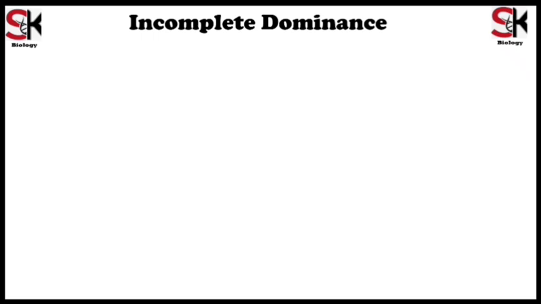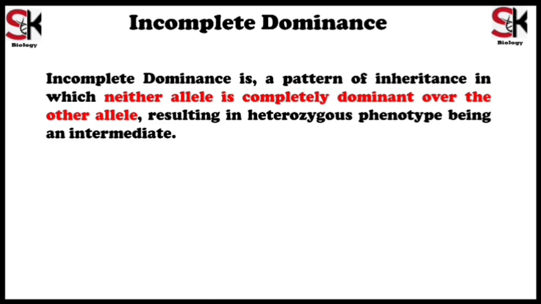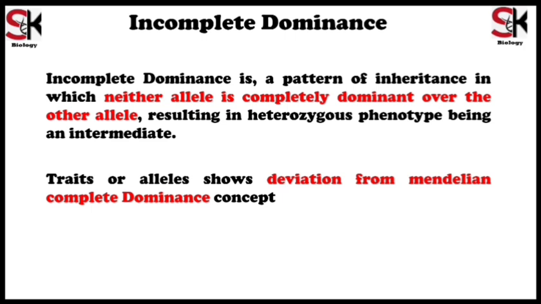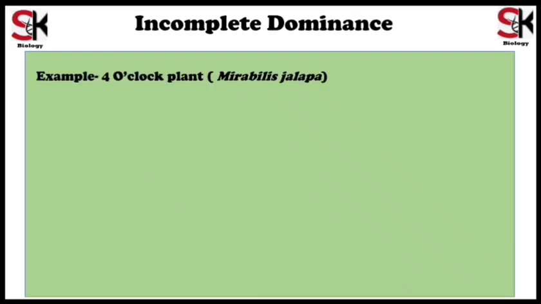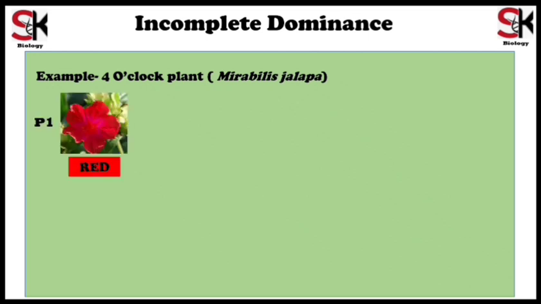Incomplete dominance is a pattern of inheritance in which neither allele is completely dominant over the other allele, resulting in the heterozygous phenotype being an intermediate. In this phenomenon, the trait or allele shows deviation from the Mendelian complete dominance concept. Let us understand incomplete dominance with the popular example of the 4 o'clock plant, whose scientific name is Mirabilis jalapa. The 4 o'clock plant has different colored flowers.